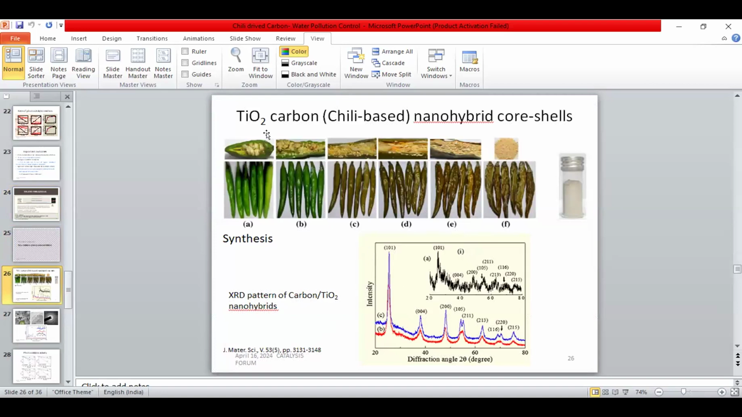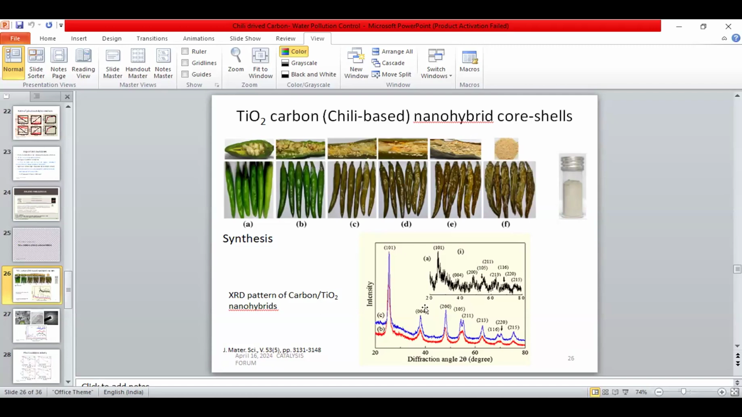I can show you that the TiO2 carbon hybrid can be prepared by simple synthesis. That is, we inject titanium precursor directly into the fresh green chilies. We let them dry in ambient air for a few days, and we finally got some dried powder inside this dried chili. We powdered the green chili, and along with camphor, we found this powder. This is the TiO2 carbon composite powder.